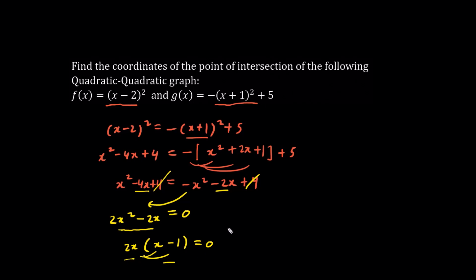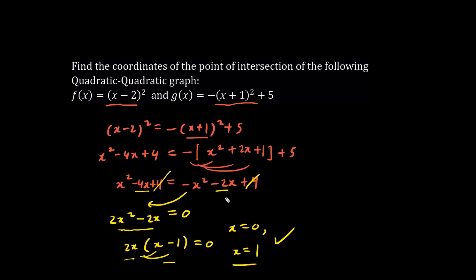Something times something is 0. Thus, x equals 0. That comes from here. 2 times 0 is 0. 0 times anything is 0. Or x equals 1, because when x is 1, 1 minus 1 is 0, and 0 times anything is still 0. So we solve the two x values.